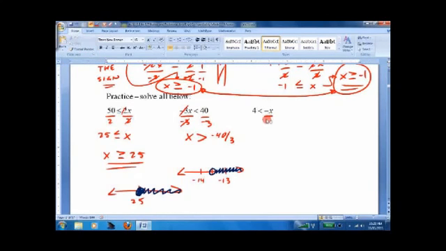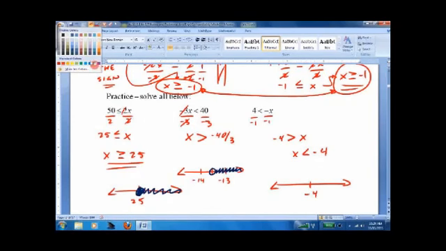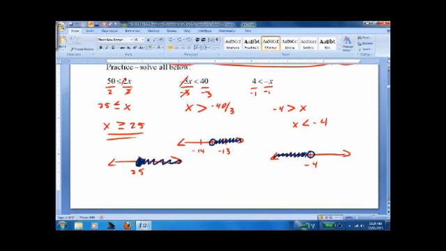And divide by negative 1. X is, flip the sign, less than negative 4. Can rewrite it as less than negative 4. That's it. Get to work. Good luck.